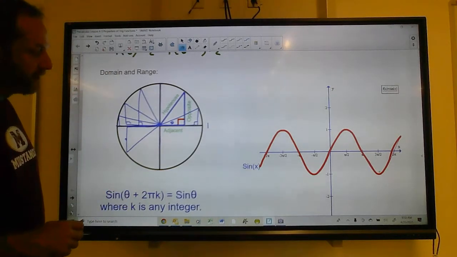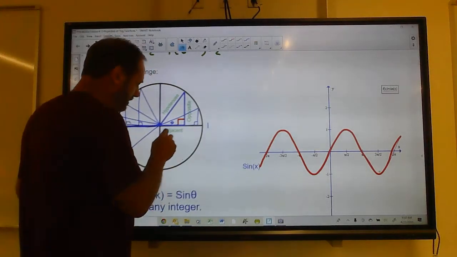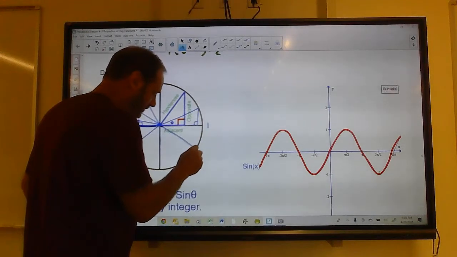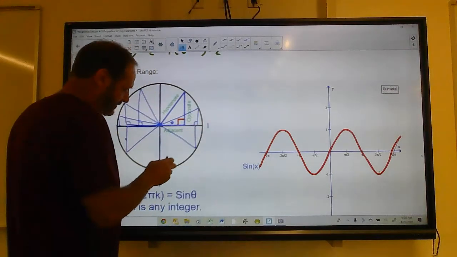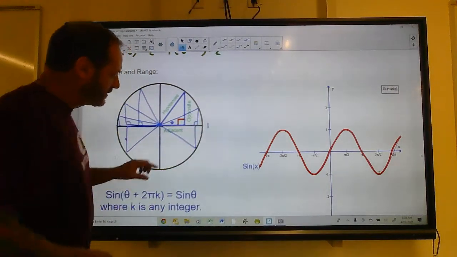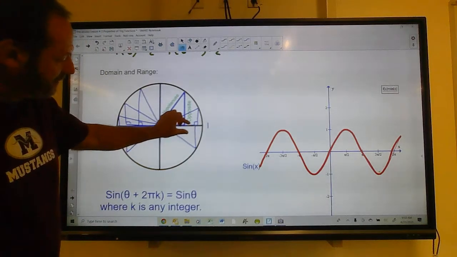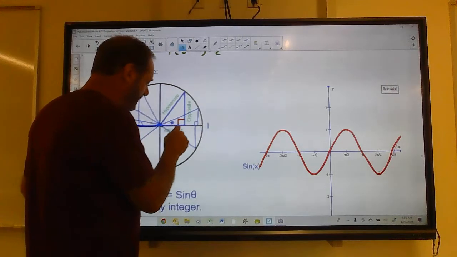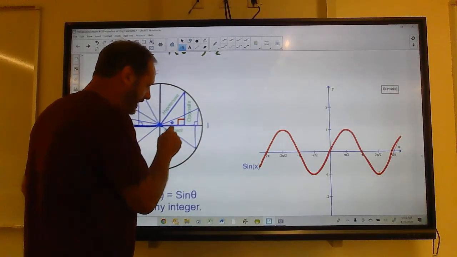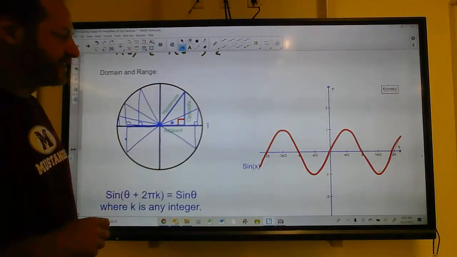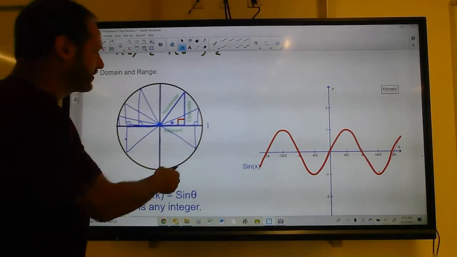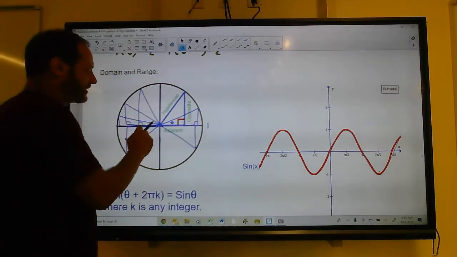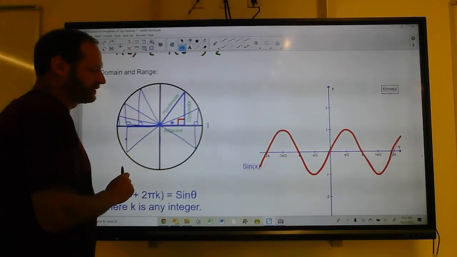And then it starts going this way again. So that opposite side starts shrinking. You're getting closer and closer to 0 again until it reaches right back here at 2 pi, and the opposite side is then 0. And then it just starts over. It goes right back up again, and it just keeps going around in a circle like this.